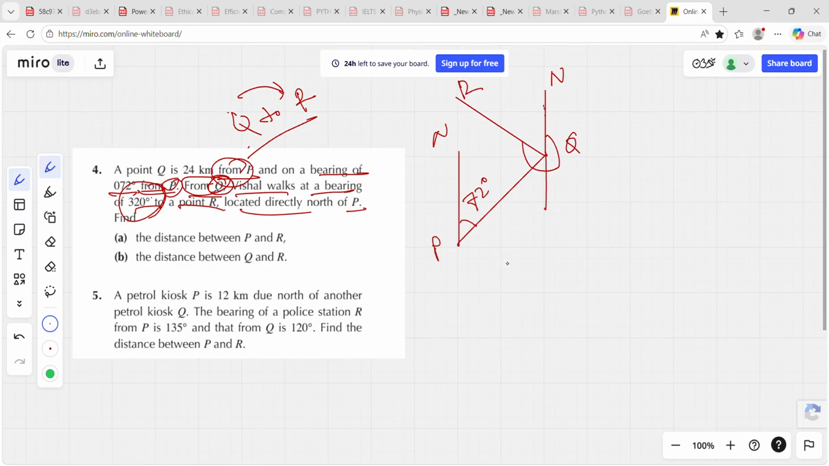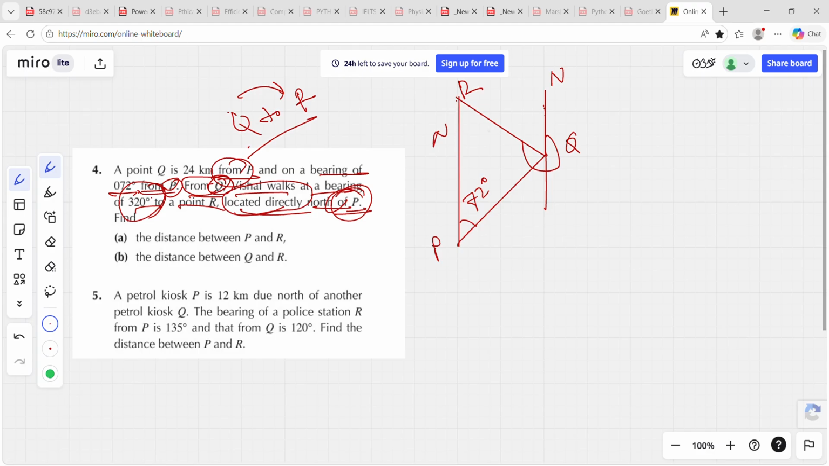As they said, r is located directly north of p. So you can see this is north of p. Here is p, and on the north of p is r. That means if I am here, who is in the north of me? That is r. North of me is that one. So you have to understand the wording.